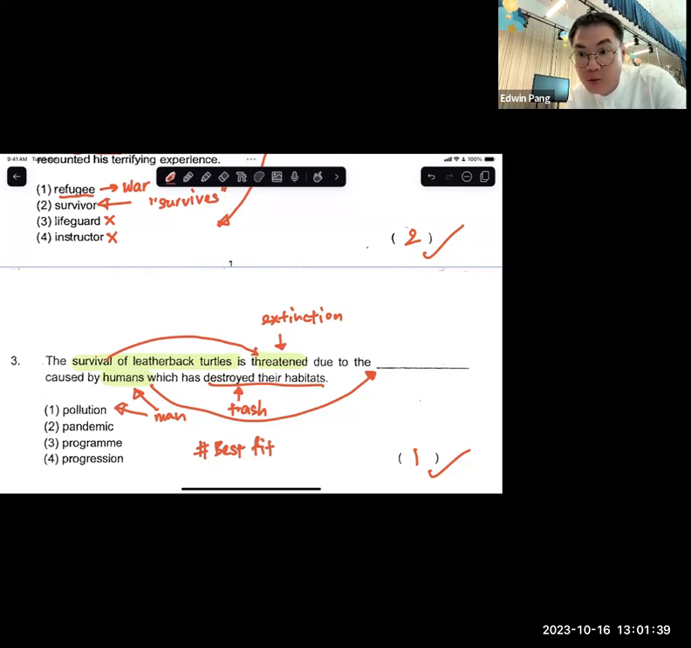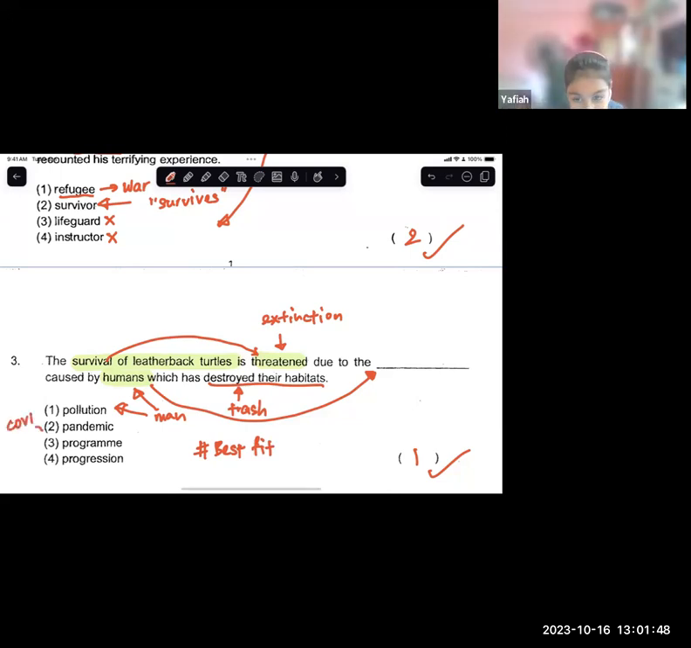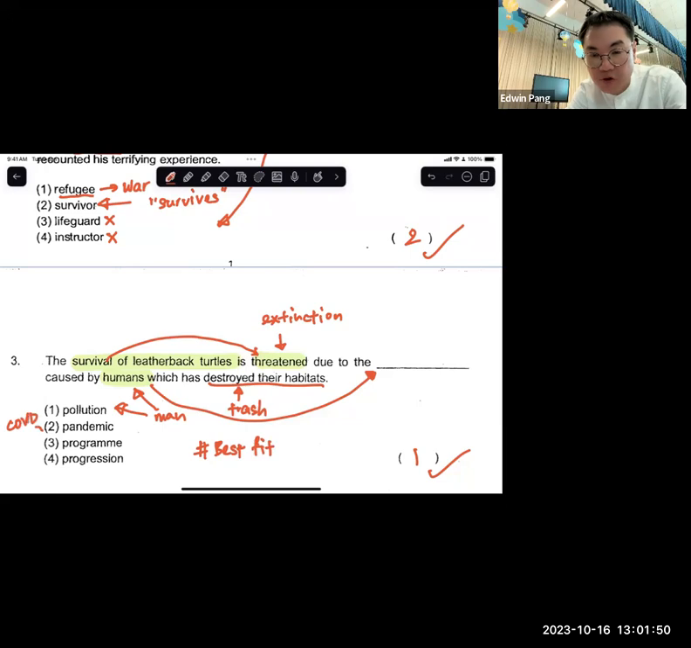What's the latest pandemic that we just suffered through? Everybody? Anyone? Yafia, go. COVID-19. Yeah, so COVID, right? So obviously COVID is not going to be responsible for turtles dying, right? Because turtles aren't even humans. So it can't be pandemic, okay?